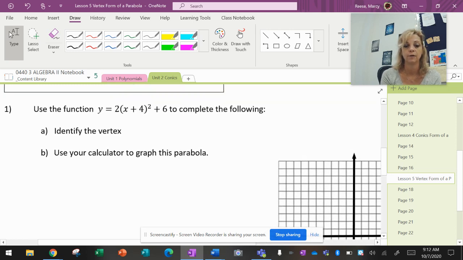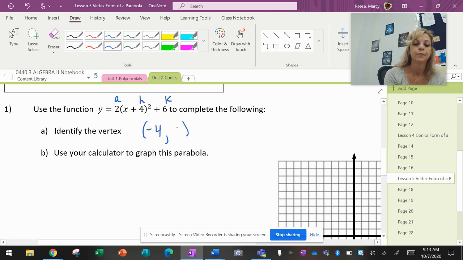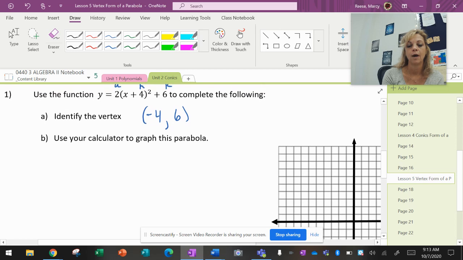Okay, so we have to identify the vertex. You've got to be able to recognize, oh, this is vertex form, and this is my h, and this is my k, and this is my a. Not that a really makes a difference right now for us. But when I ask for the vertex, then what comes out of the inside of the parentheses, you're going to do the opposite sign. So if it's a plus 4, it's a minus 4. And the k just comes down, like I said a minute ago, it's just a 6. So that's the vertex. And then use your calculator to graph the parabola.